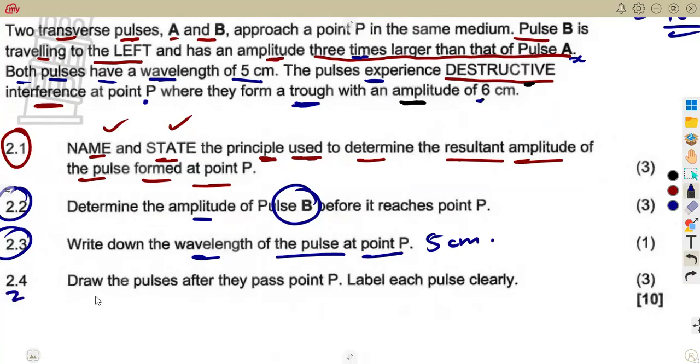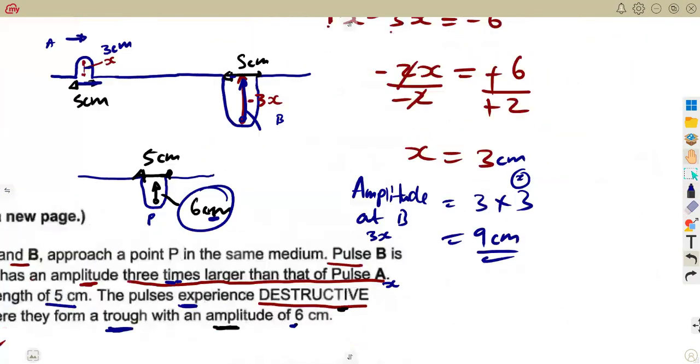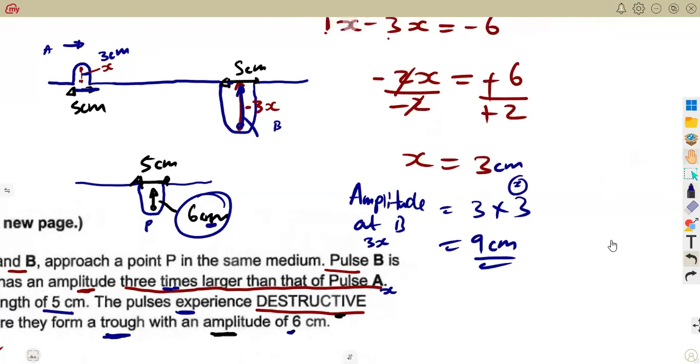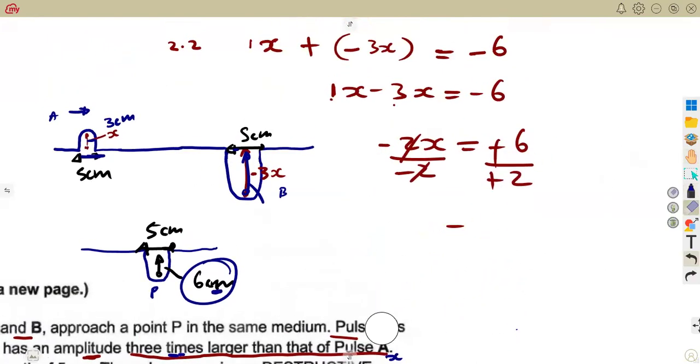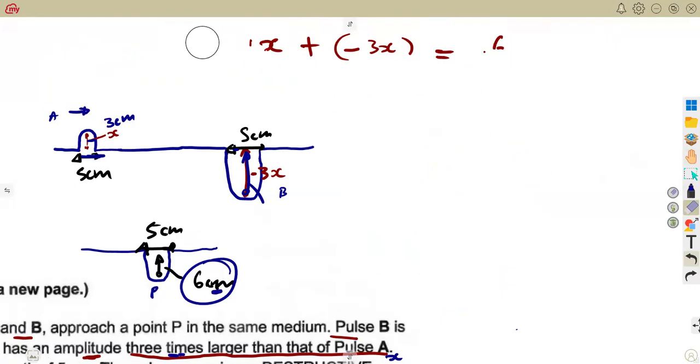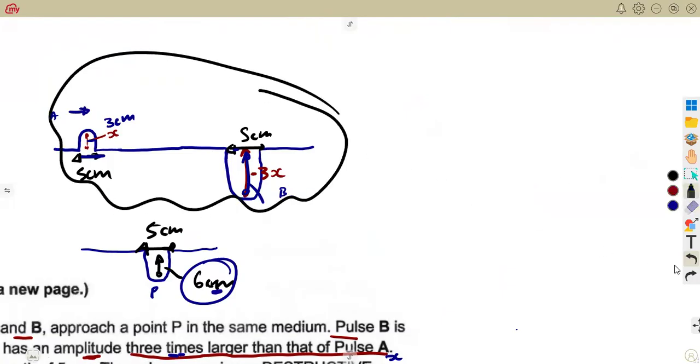On 2.4, you're now asked to draw the pulses after they pass point P. Label each pulse clearly. As they pass the point P, remember at point P, that is where we have got our destructive interference. So what happens after? After pulses pass through each other, each pulse continues along its original direction. And as they continue in their original direction, they regain their original amplitudes.